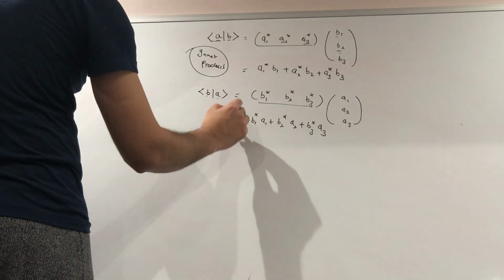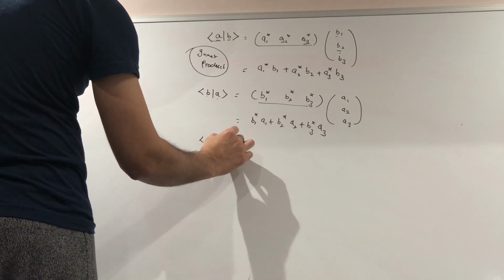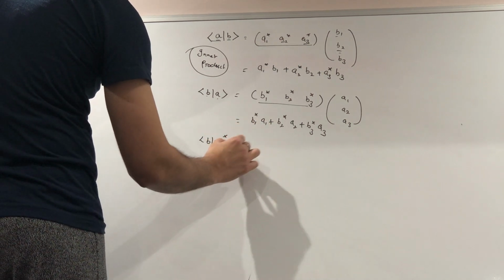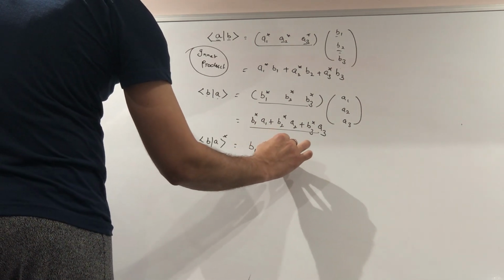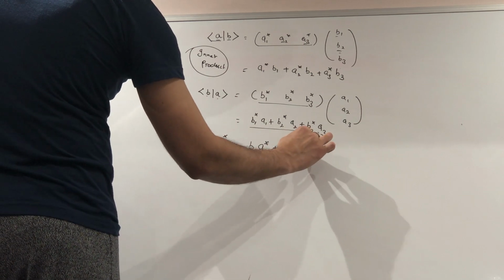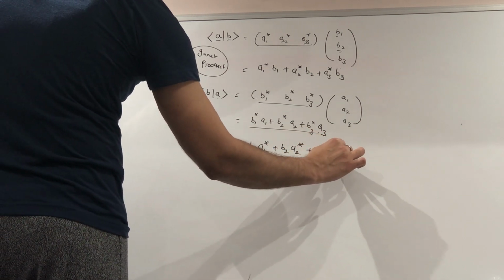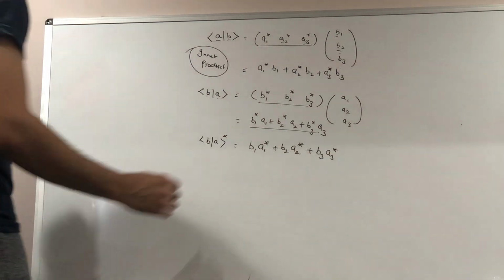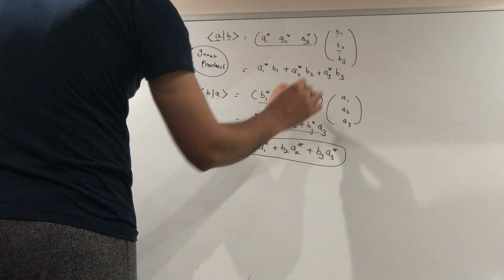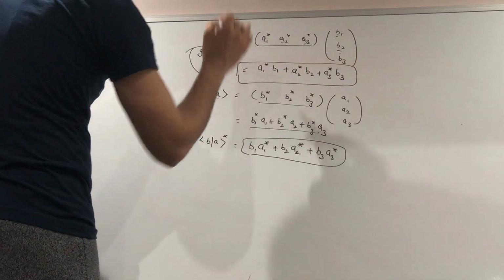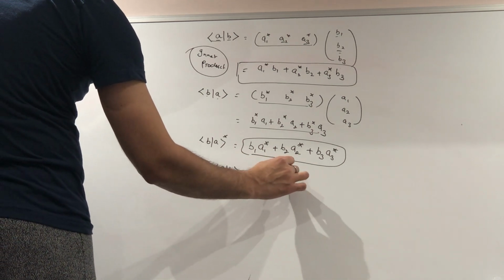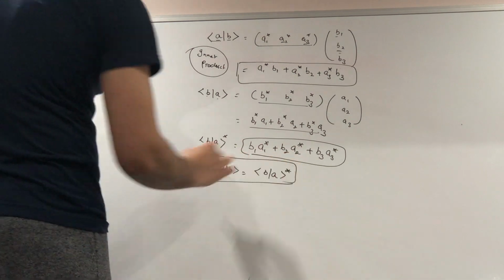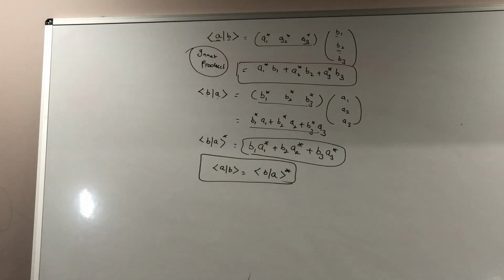Now here what I will do is take the complex conjugate of this inner product, right? When I take the complex conjugate of this inner product, it becomes B1 A1 star plus B2 A2 star plus B3 A3 star. Now you see here, this product is similar to this product. So you can mention here that A inner product B is equal to the complex conjugate of B inner product A. That's an identity which we have to remember for future use. So that's how we solve these notations.